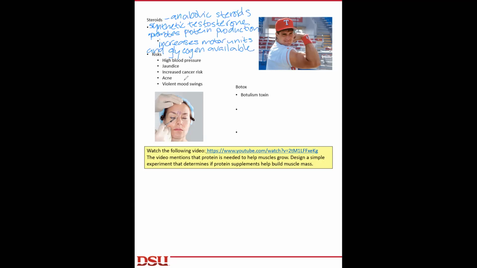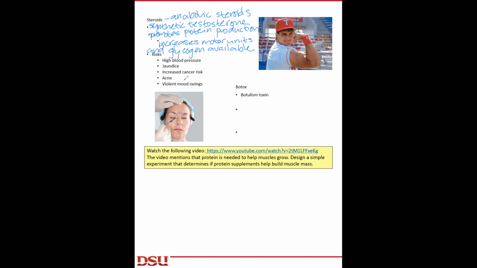It does a few other things as well. It's mimicking a hormone. And so some of the other functions of steroids, as far as how anabolic steroids work, is tied into the hormone aspect. But since this section is on muscles, we're just focusing on the motor units and the glycogen and the protein production. Risks, high blood pressure, because it can increase your cholesterol.